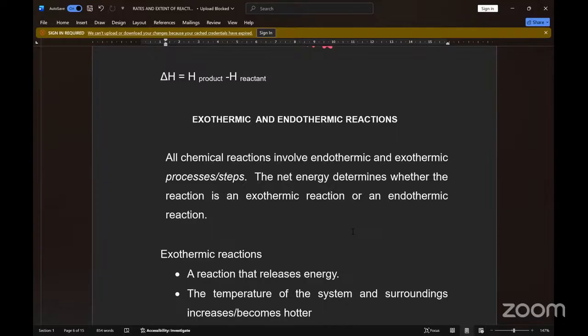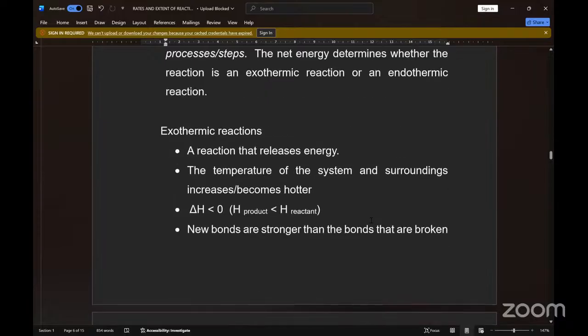But for every reaction, there's an endothermic step, which is the first one, in which energy is absorbed from the system to break the bonds. And then when the new bonds are formed, energy is released. That is the exothermic process. So we're going to look at an exothermic reaction.